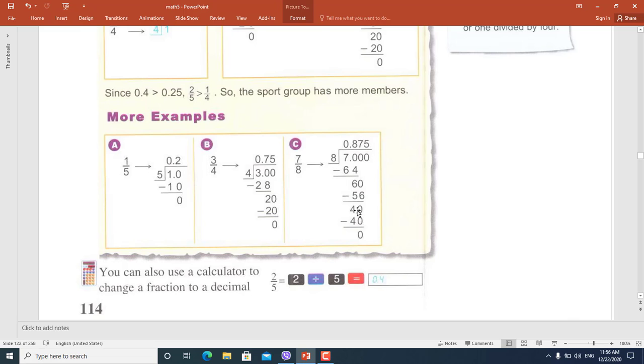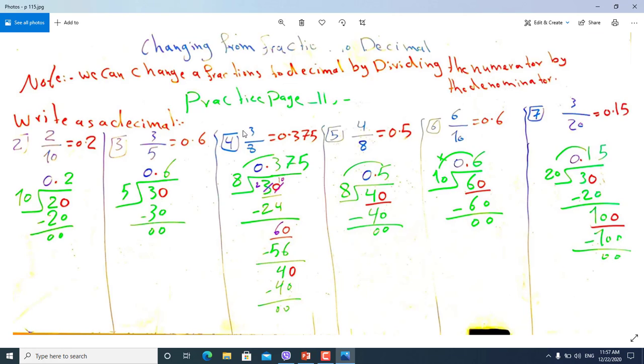5 times 8 is 40. Now we get 0. So 7 over 8 is equal to 0.875. Let's solve some practice on page 111.